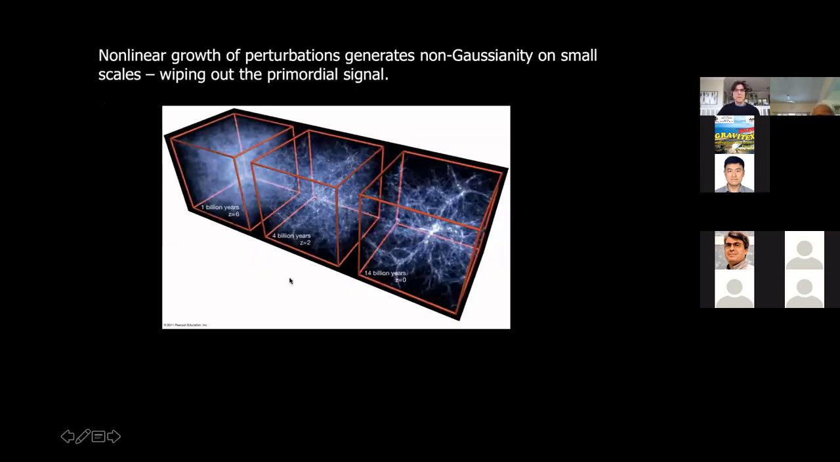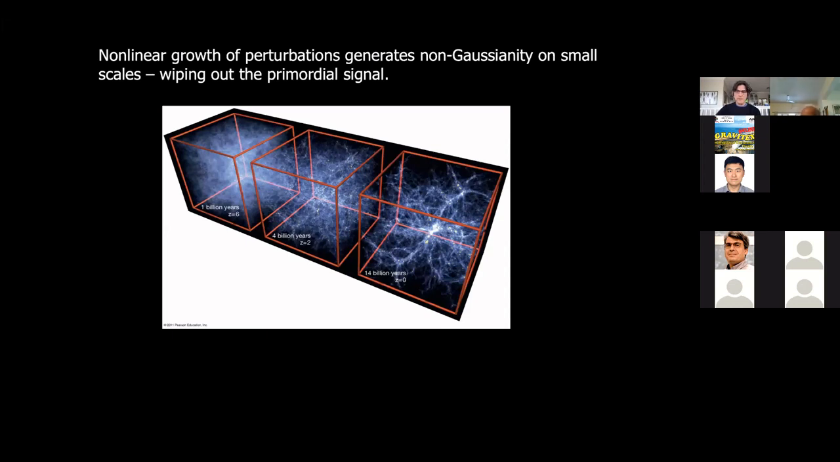If we look at this cartoon here of the evolution of dark matter clustering from an n-body simulation, you can see the development of increasing nonlinearities on small scales here. And the nonlinear growth of perturbations under gravitational instability generates a very strong amount of non-Gaussianity. Non-Gaussianity is effectively nonlinearity. This means that on small scales, the primordial signal, which is much, much weaker, is completely wiped out.